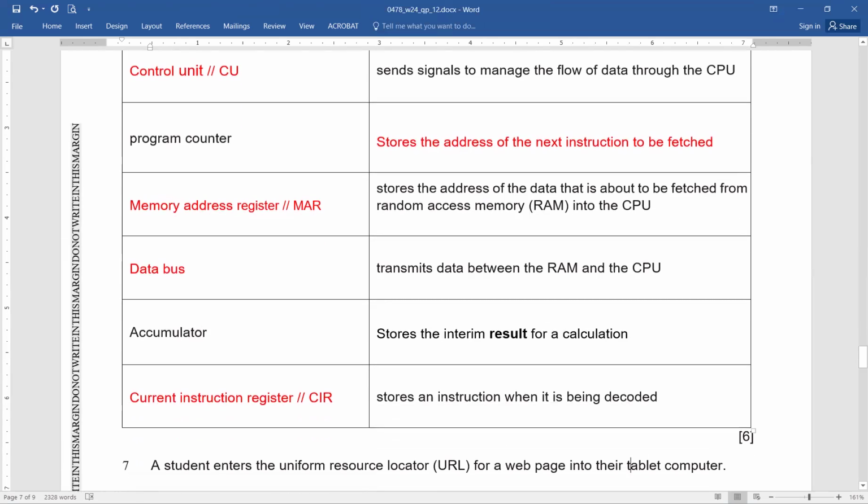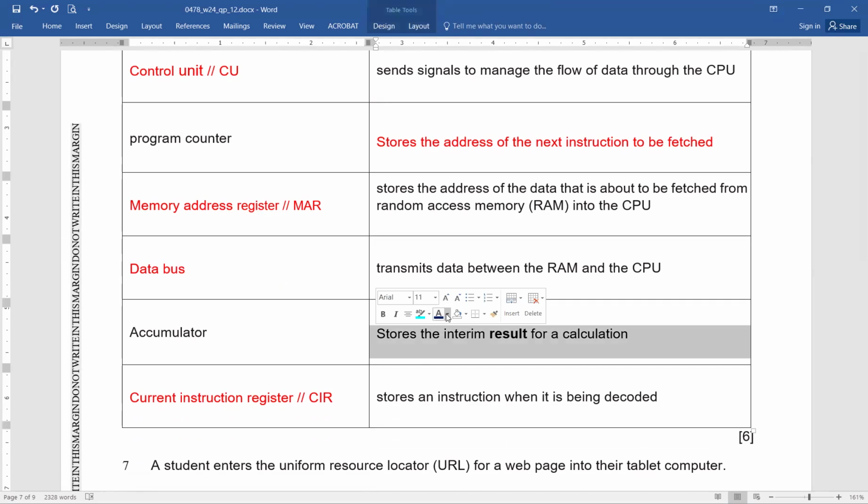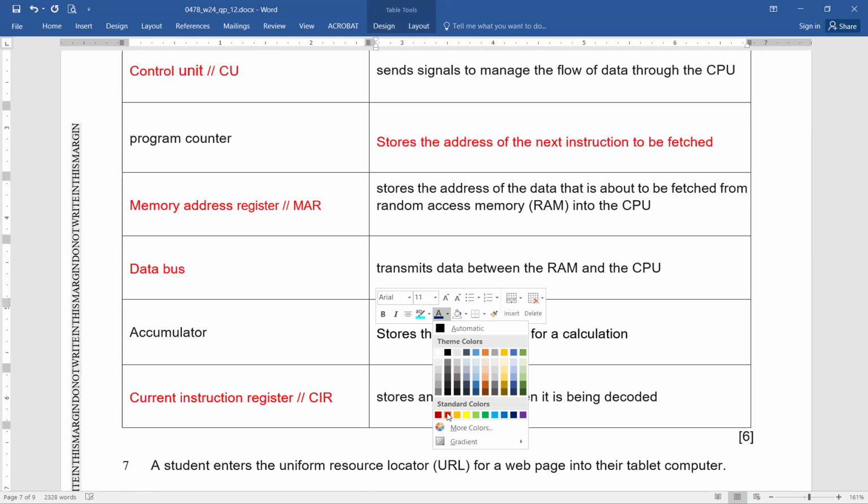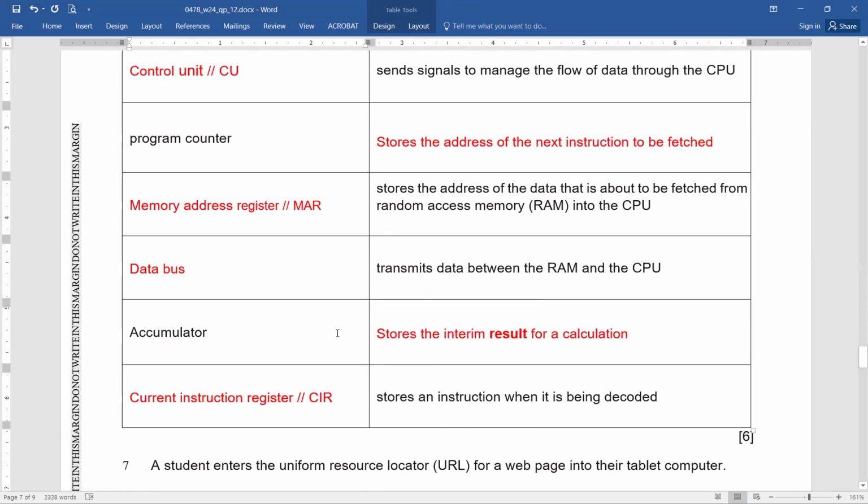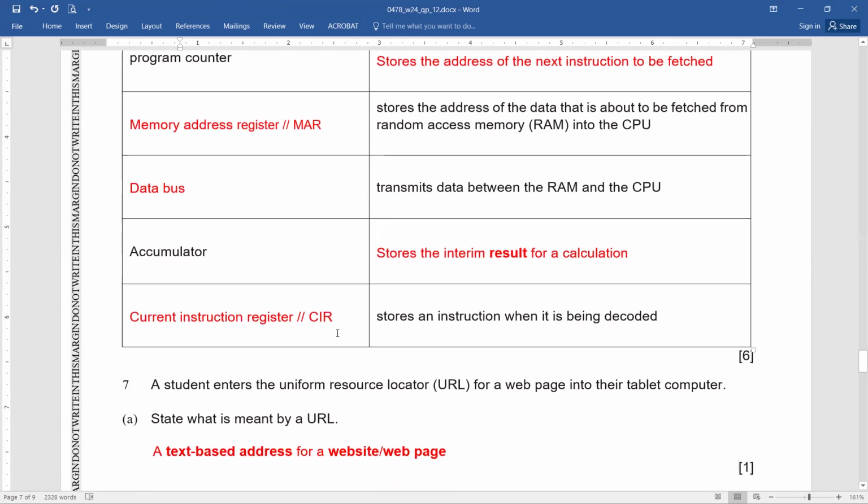And next one is again the description: stores an instruction when it is being decoded, that is for CIR. I think it's very simple. You've understood, you have recalled, and inshallah, you will be able to score the marks. Okay? Current instruction register is there to store an instruction when it is being decoded. So an instruction while being decoded is stored in CIR, current instruction register. Now, 6 marks are yours.